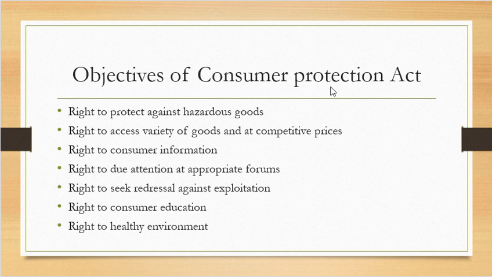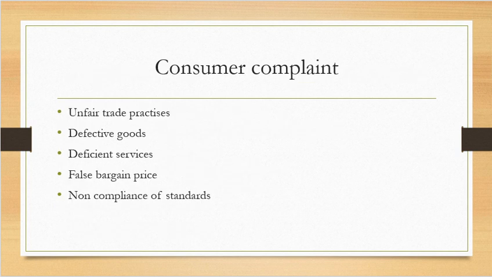So the next one is right to healthy environment. It is the right to a physical environment that will enhance the quality of life, and it includes protection against environmental dangers over which the individual has no control. It basically acknowledges the need to protect and improve the environment for present and future generations. So the next topic we're going to look into is consumer complaint.